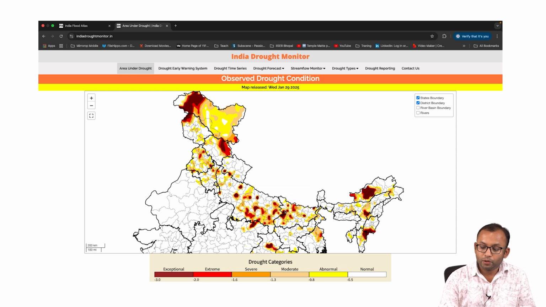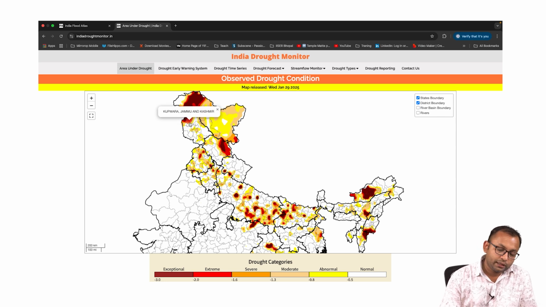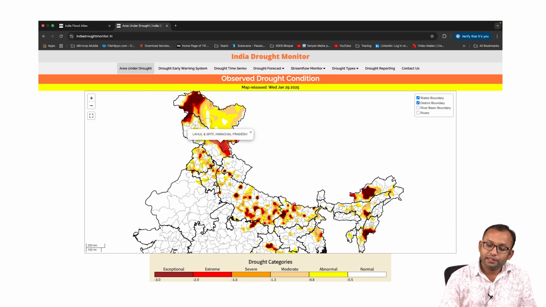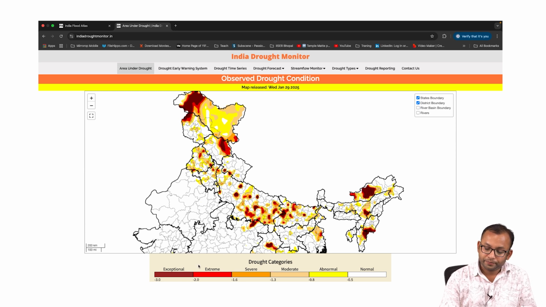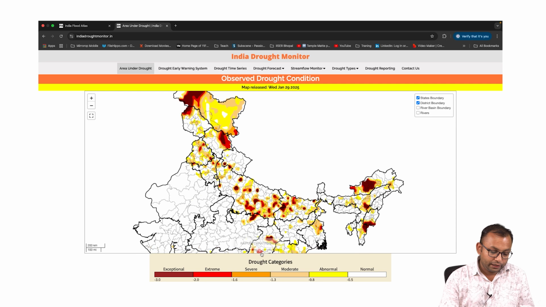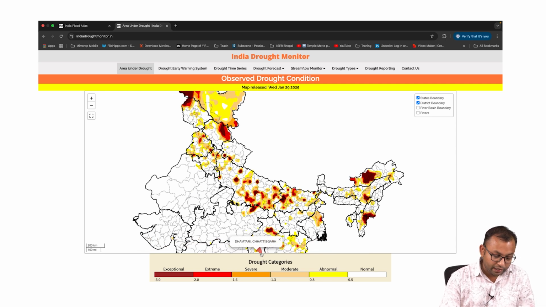For example, if you talk about some parts of Uttar Pradesh, Bihar, the northeast region, Arunachal Pradesh and all, and also the Himalayan part, for example, Himachal Pradesh, Leh and Ladakh, and some parts of Jammu and Kashmir. These are the areas where we have seen significant exceptional category drought events. When it is showing negative numbers, it shows that the drought is very severe, and therefore, in these regions the drought events can significantly affect the neighboring districts.